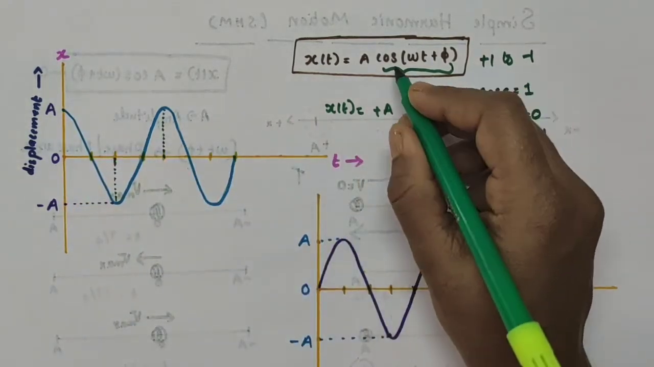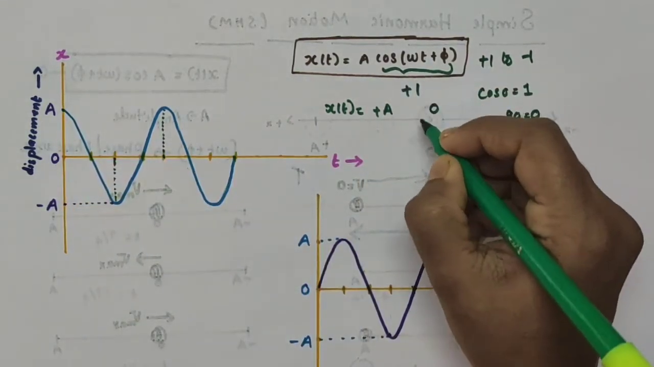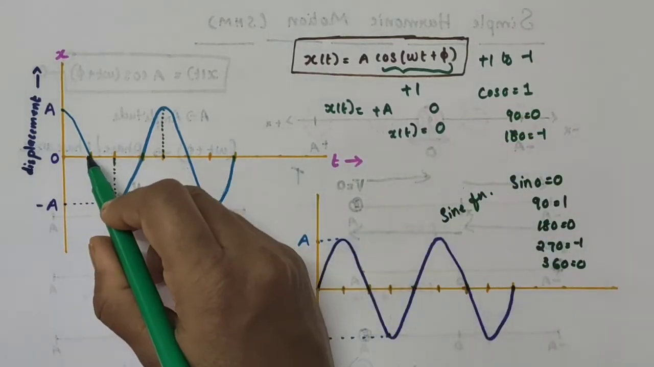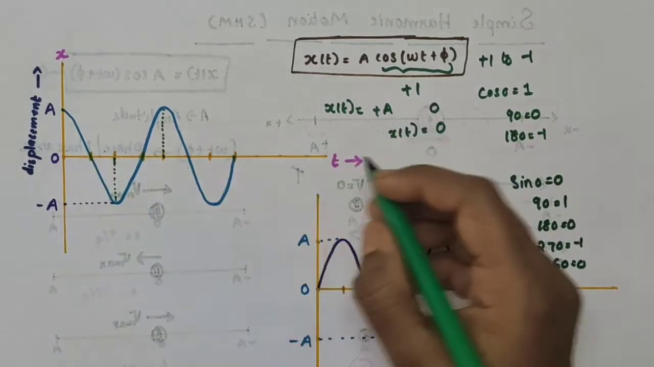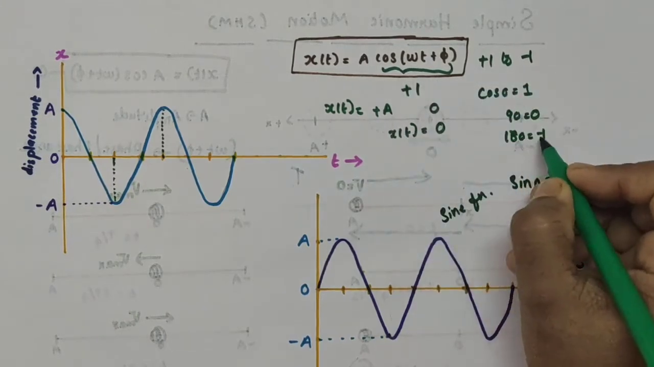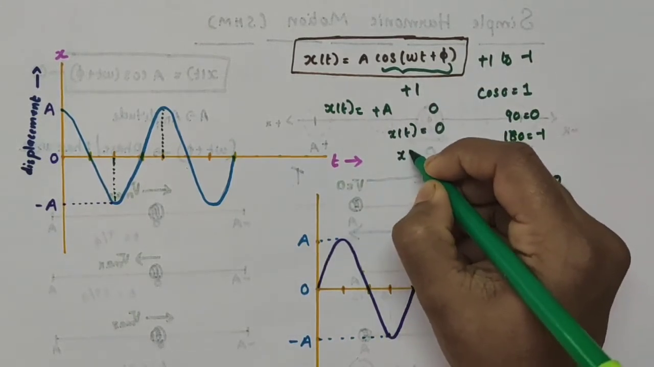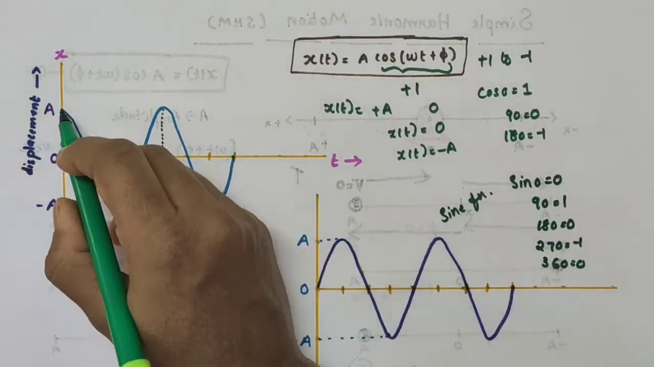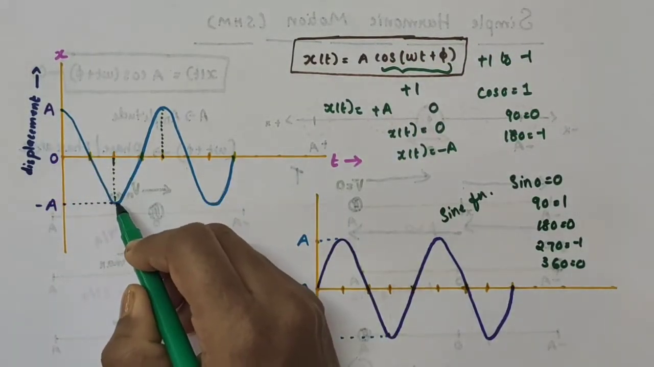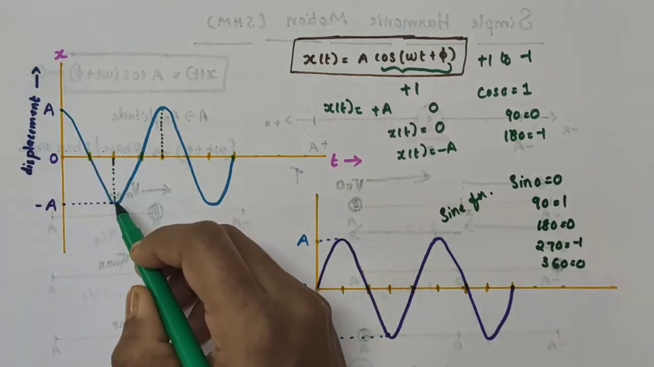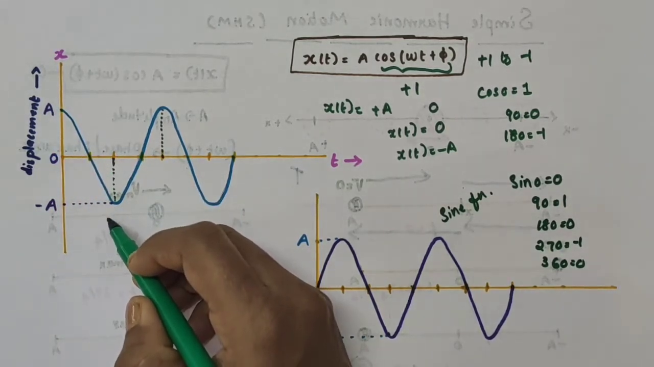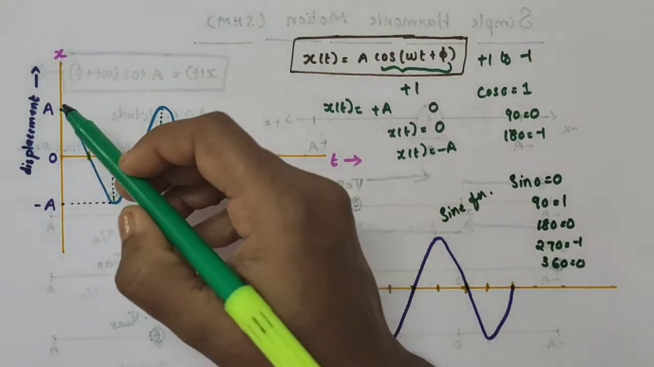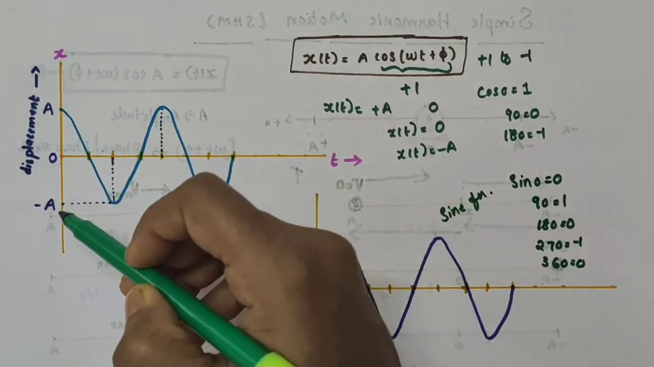Now when this cosine value is 0, then x of t becomes 0 times A, that is 0. Then when this cosine function value becomes minus 1, then x of t becomes minus 1 times A, that is minus A. So plus 1, 0, minus 1 gives plus A, 0, minus A. So the displacement varies between the two extremes plus A and minus A.